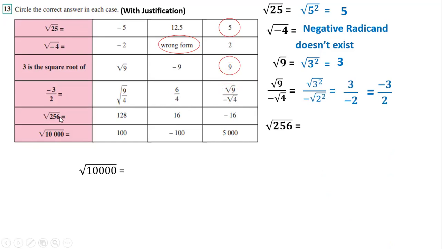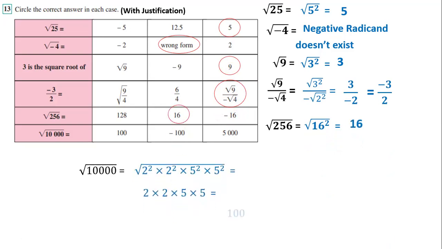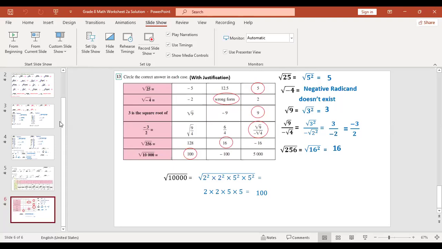Now, radical 256, I do the prime factorization of 256. It's written as a perfect square, 16 squared, it comes out as 16. Radical 10,000, I solve it with you. I make the prime factorization and the answer is 100. This was the solution of our worksheet.